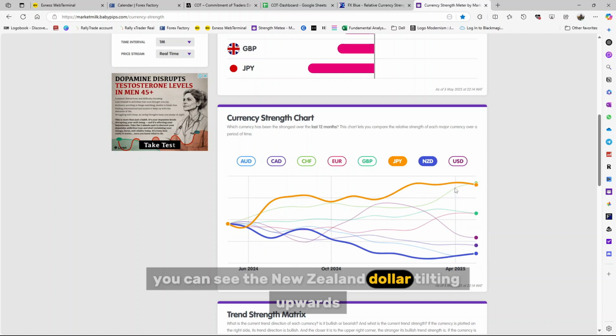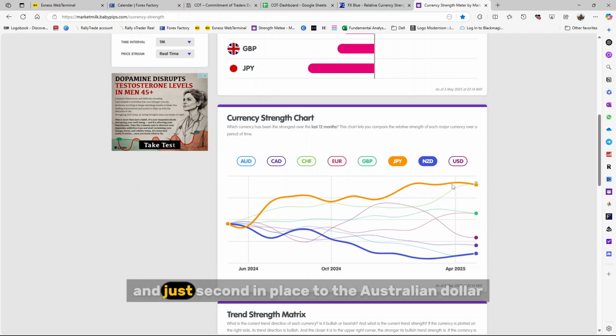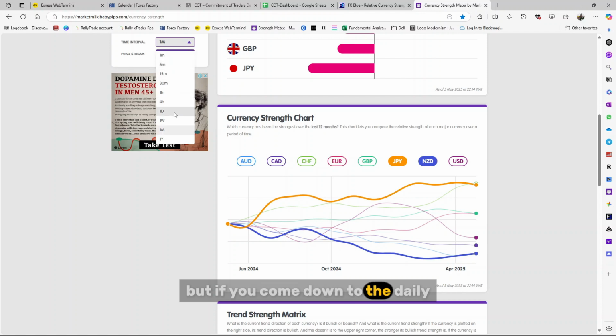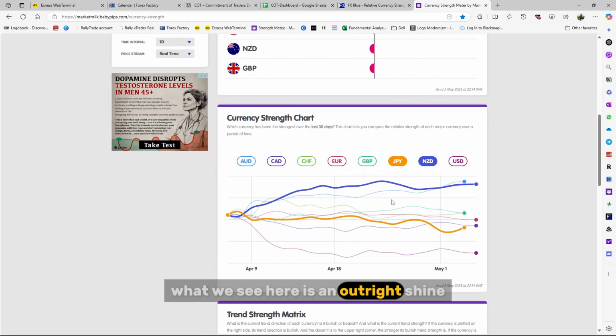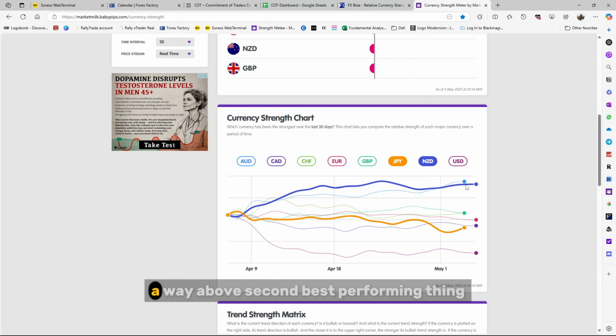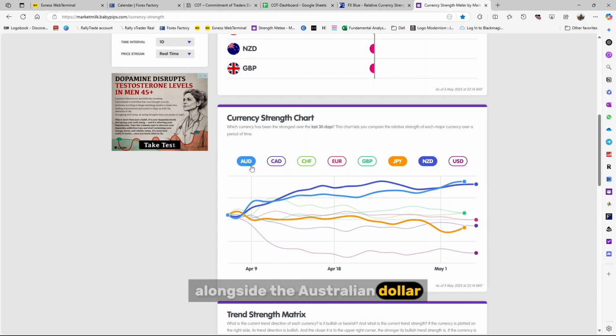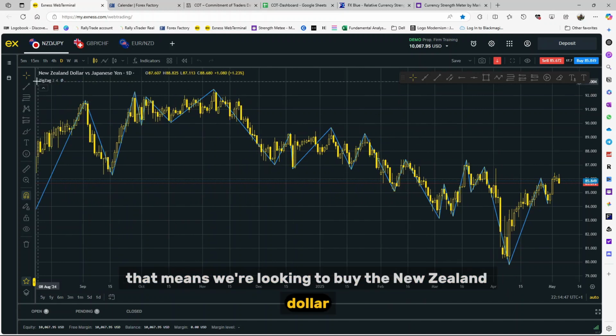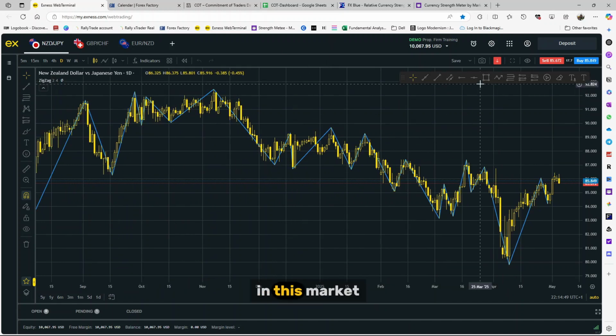You can see the New Zealand dollar tilting upwards and just second in place to the Australian dollar, literally fighting for it. But if you come down to the daily, what we see here is an outright shine. You can see the New Zealand dollar really captivating everything, way above second best performing thing alongside the Australian dollar, and then the Japanese yen way below and trying to catch up. So we're looking for bullish reasons. That means we're looking to buy the New Zealand dollar compared to the Japanese yen in this market.